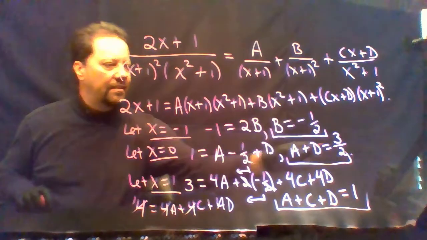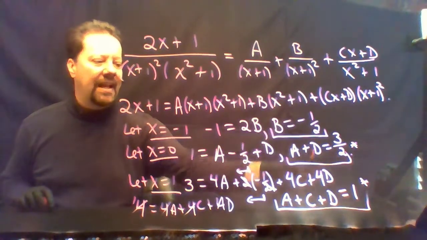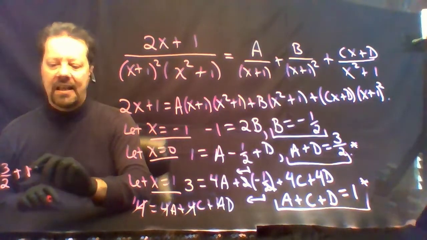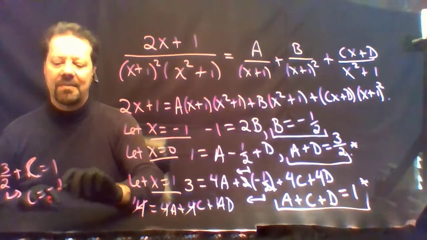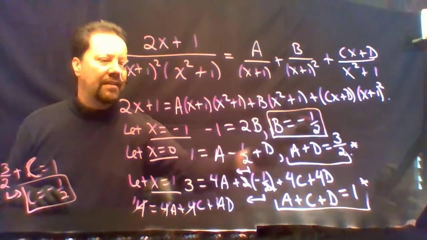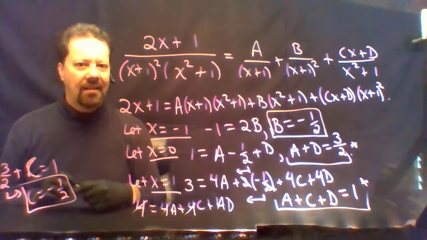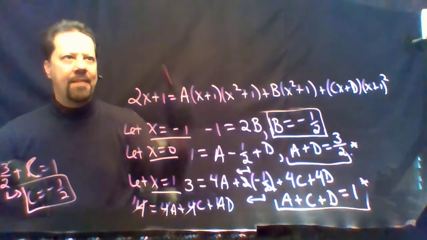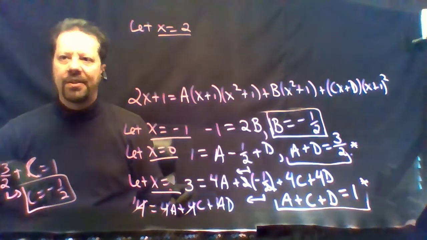Note that from the last two equations, if a plus d is 3/2, then we get 3/2 plus c equals 1, which means c is -1/2. So we have b, we have c. We need one more equation. We have one more choice that we may make. Let x be 2, why not?